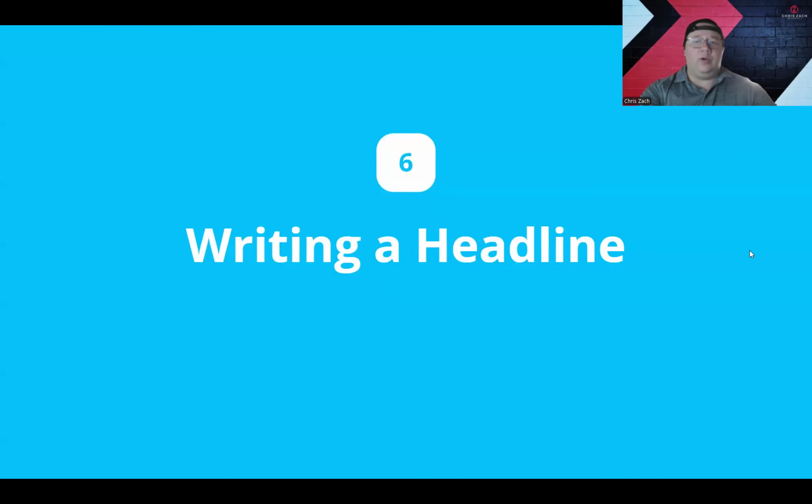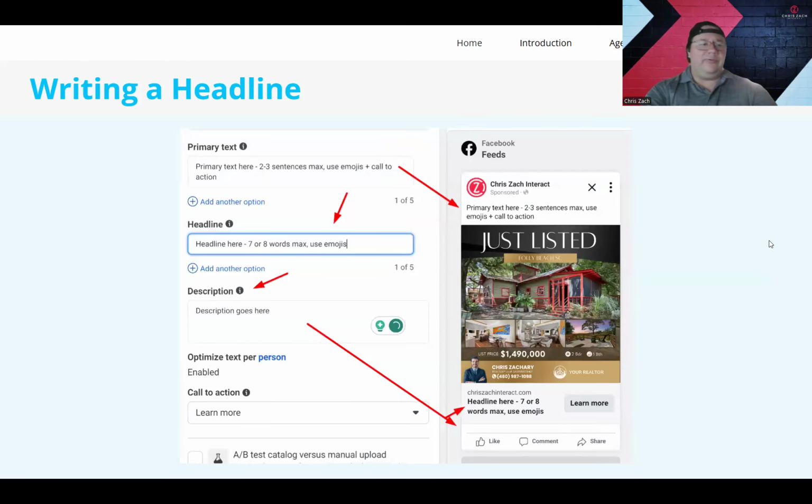So last thing is we need to actually write this ad. Visually, we've got a graphic or a video in mind. Now let's start writing an ad. First thing we need to do, we need to write a headline. The headline is obviously the very first thing consumers see. The headline is going to go below the graphic, 7 or 8 words, and I recommend you use emojis.